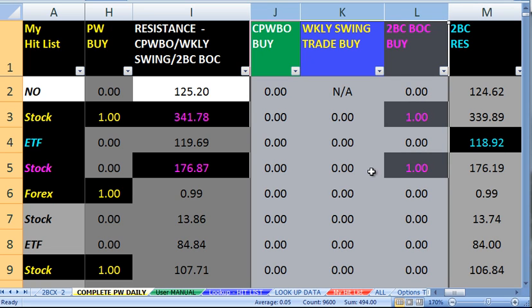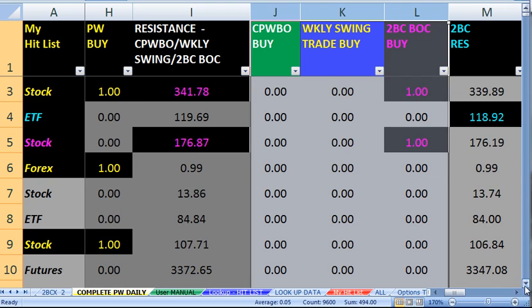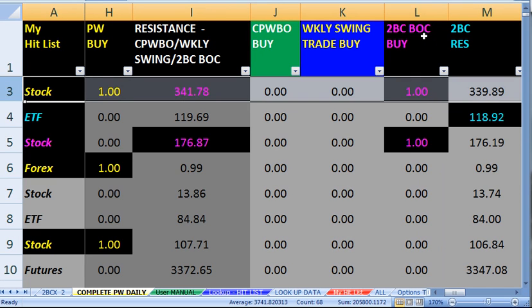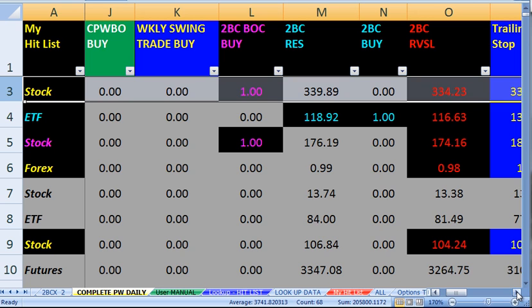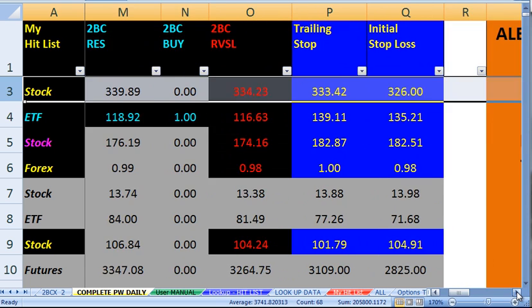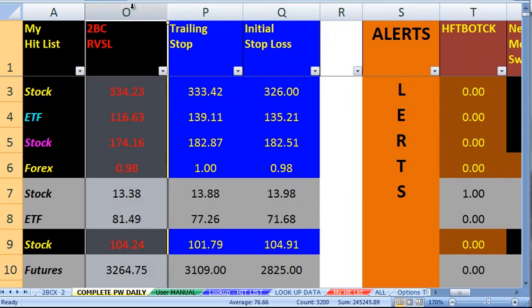All right, so for example, in the one we're looking at here in Apple, you got a 2-bar Charlie breakout continuation. So you enter the market at this price here, 341.78, and there you have it. Just that simple. Okay. The next column over, column O, is your 2-bar Charlie reversal.